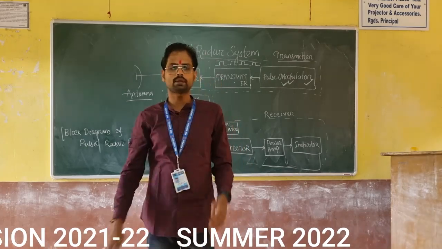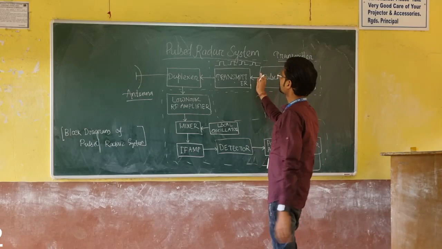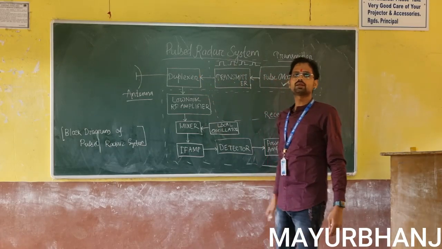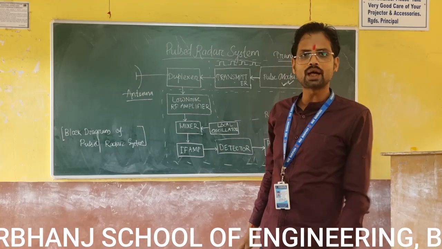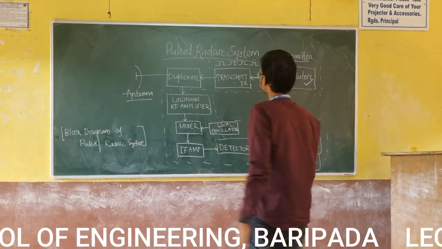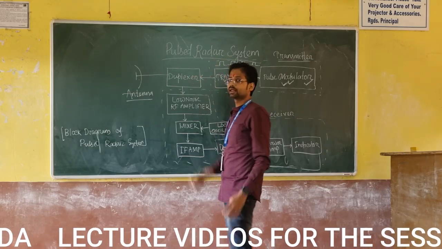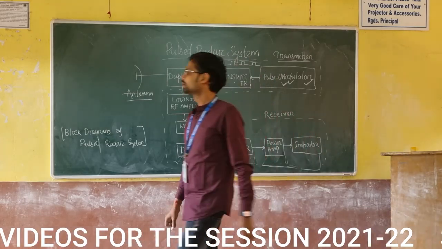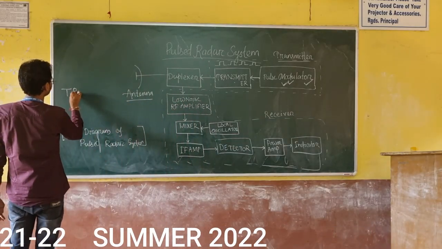Okay. Whenever the transmitter completes its job, it will transfer the pulse train to the duplexer for the transmitting of the signal. Clear? So this signal will be sent to the duplexer. And duplexer, what is a duplexer? Duplexer is a TR switch, or it has another name.